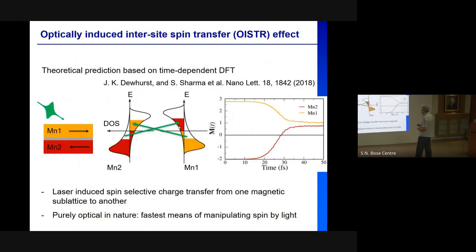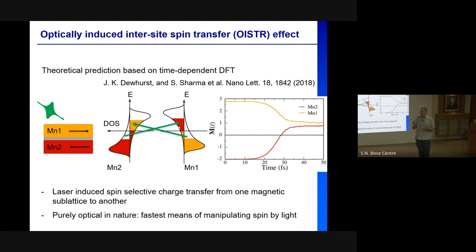And then let's say this film is even thicker and more strongly magnetized than this one. It's in the beginning antiferromagnetically coupled, and then after a while, due to this exchange, inside spin excitation, you can even have a transient ferromagnetic film. That's what I showed here. So it's a laser-induced spin-selective charge transfer. On one hand, it's a pure optical effect. We do not change the net spin magnetization.